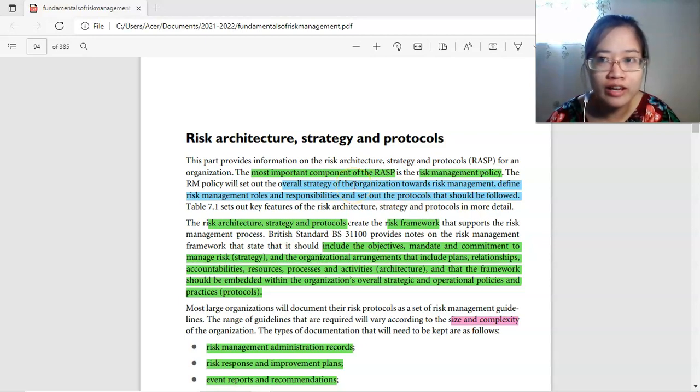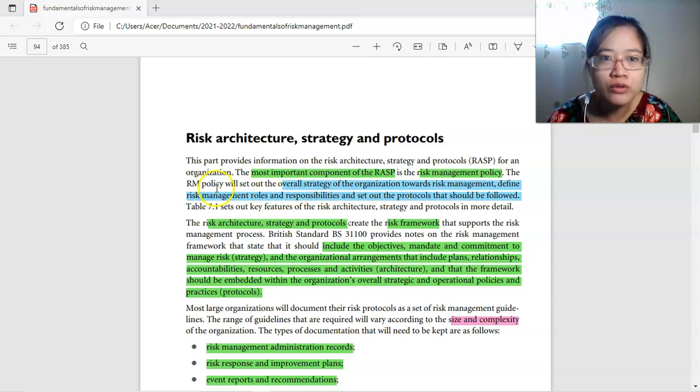So first off, we have RASP, Risk Architecture, Strategy, and Protocols. Ito yung framework ng ating risk management plan. Okay. So the most important component of the RASP is the risk management policy. So under the framework, essentially you use the framework to create the risk management policy.